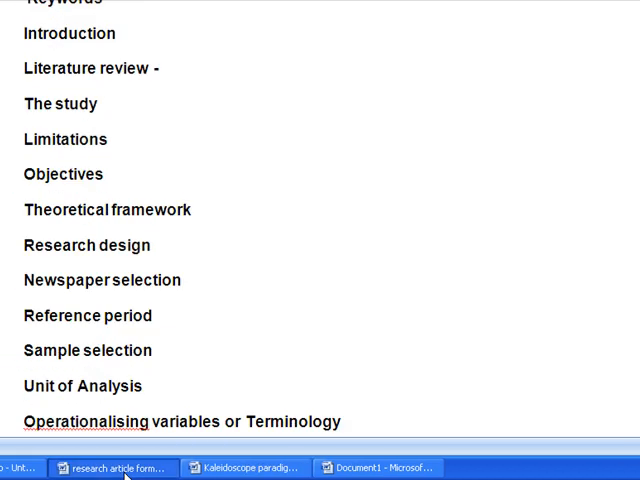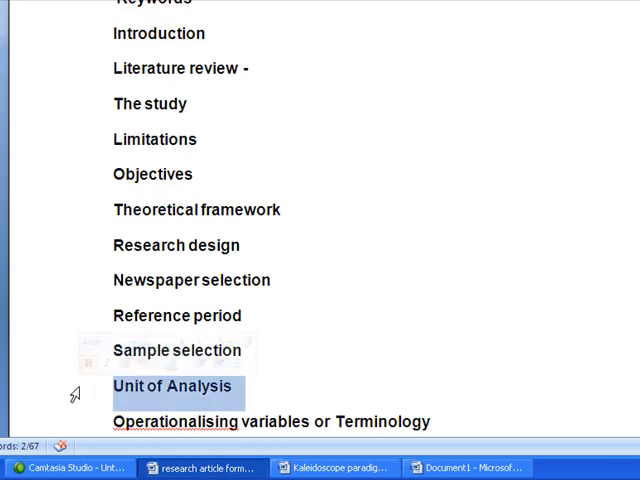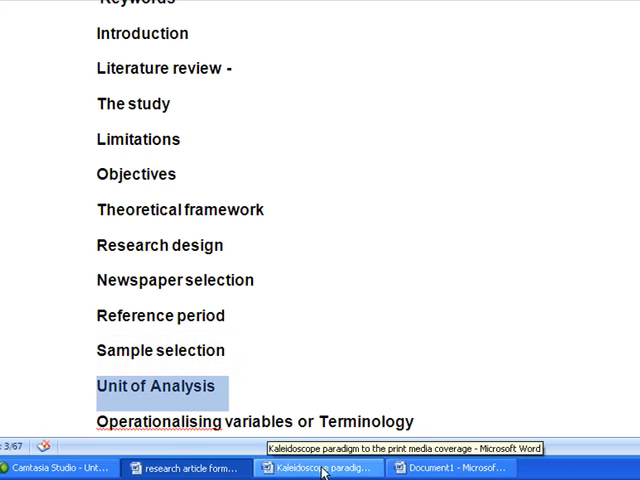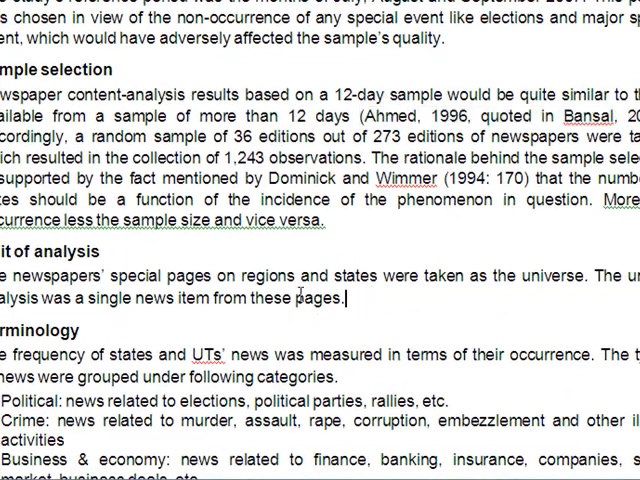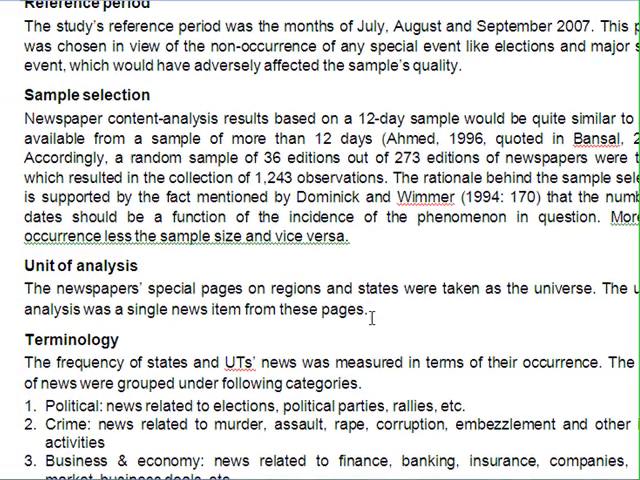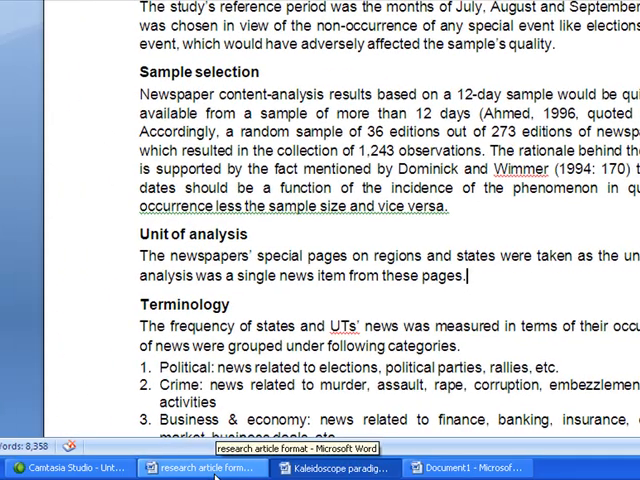Then comes your unit of analysis. Unit of analysis is the smallest unit which you have to count. Like in this states and UT coverage news, the unit of analysis is the news items having the state's name in it, or the news item regarding the states and the UTs.